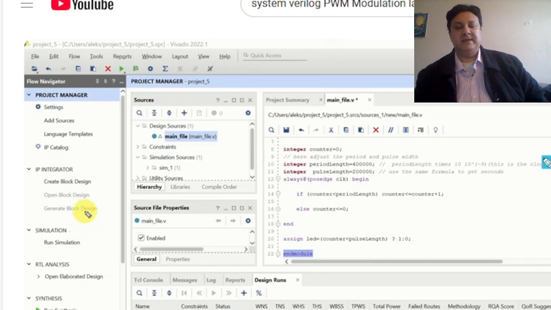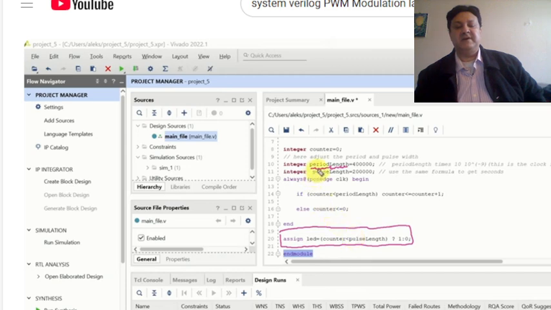Next, we need to produce a pulse width modulation signal. So let's see how to do that. Keep in mind that the counter goes from 0 to the period length. Then it resets in the next period, and again it counts from 0 to the period length. So how do we produce a pulse width modulation signal? Basically, we can produce it by using this code line. So this code line is basically an if statement.